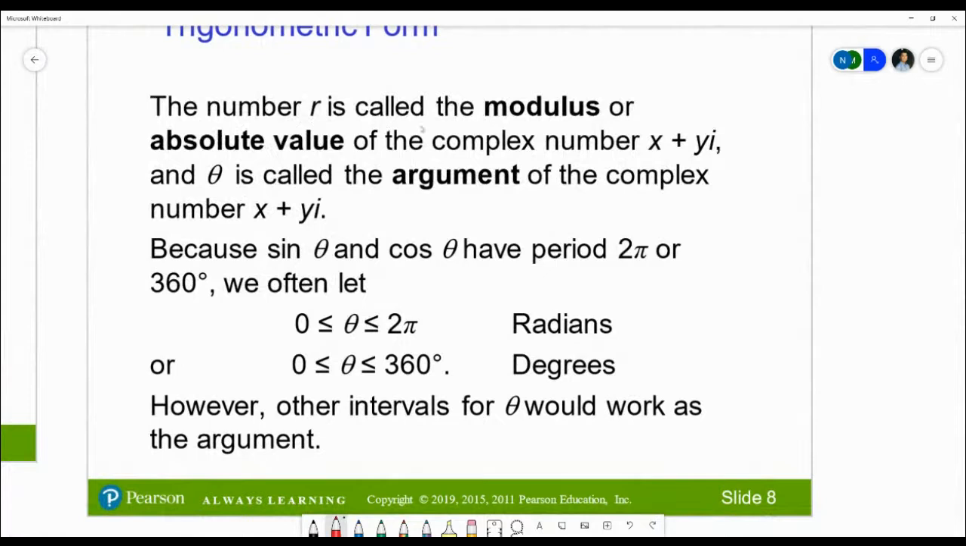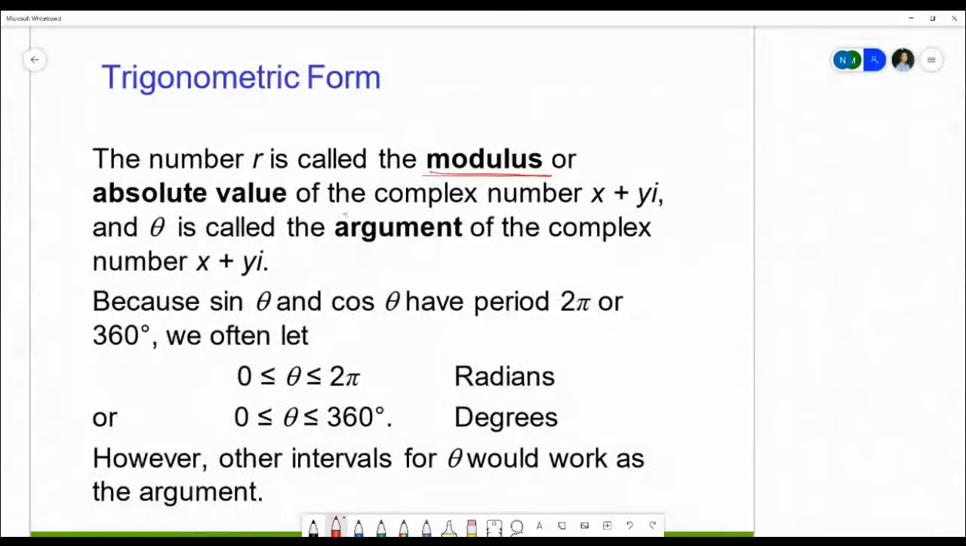The r is called the modulus. Modulus normally means the length of something. They like to use the absolute value for this because r is always going to be a positive value. Just like with a unit circle, r represents the radius, and the radius cannot be negative. Even if you're in a different quadrant, r is always the positive one. It's your x and your y that change sign.